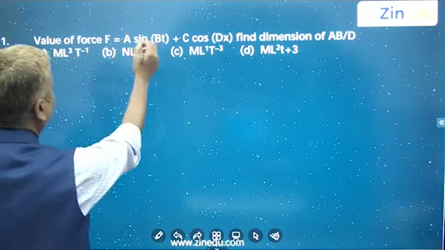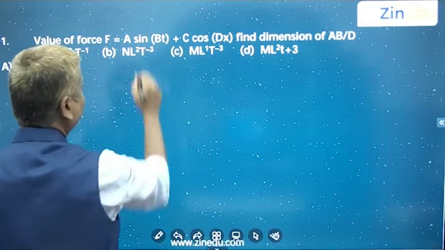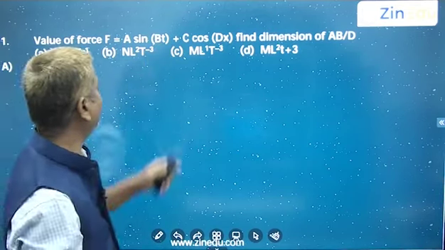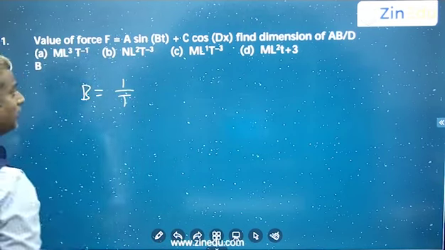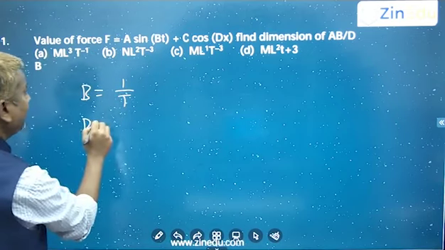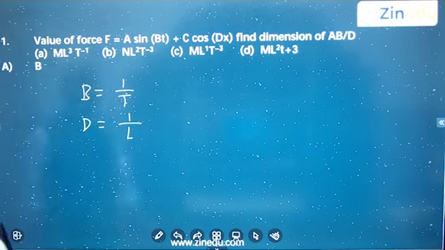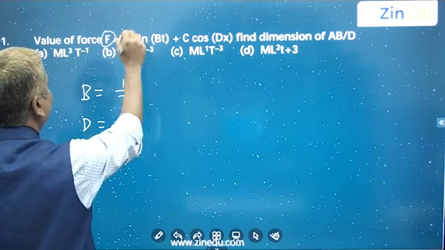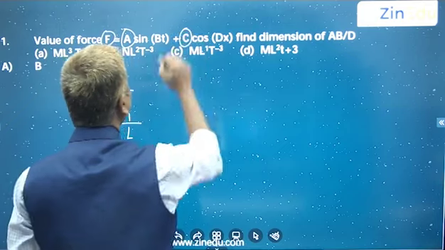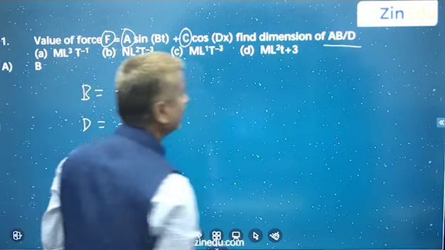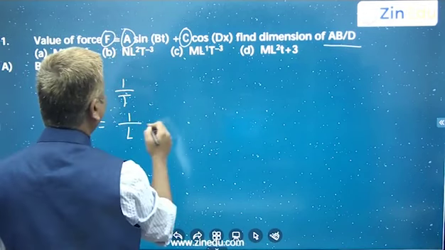Since B is a coefficient of t inside the sine, you should not have any dimension for the argument. So definitely the dimension for B has to be 1 by time, correct? And similarly for D, it has to be 1 by x, so 1 by length. And A has to be the same as force. Of course, C also has to be force, but they did not give anything on C, they have given only AB by D.